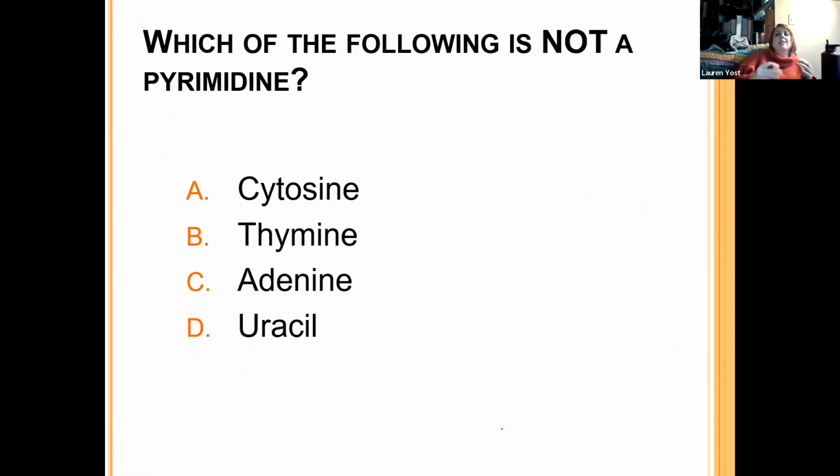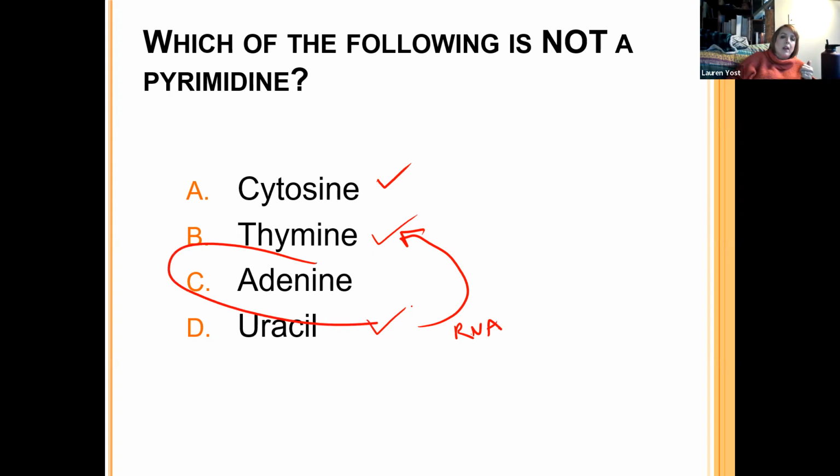Which of the following is not a pyrimidine? We said pyrimidines were the T's and the C's, right? So we know that this is a pyrimidine, this is a pyrimidine, and I'm going to let you know right now, uracil, which we didn't talk about just previously, is also a pyrimidine. It is a lot like the T, but it's for RNA. Okay, so the answer here would be adenine.